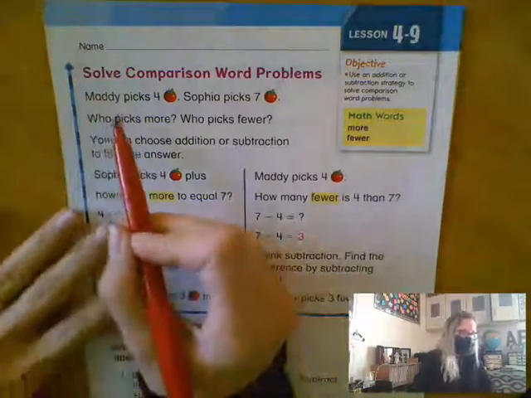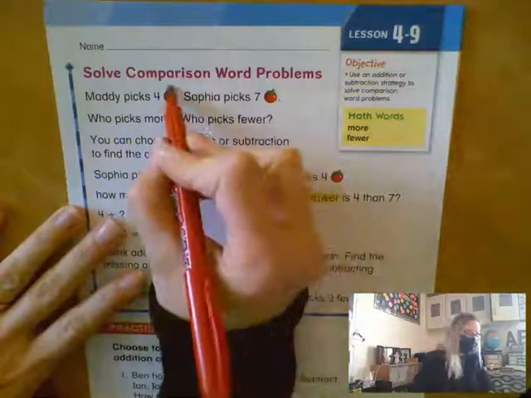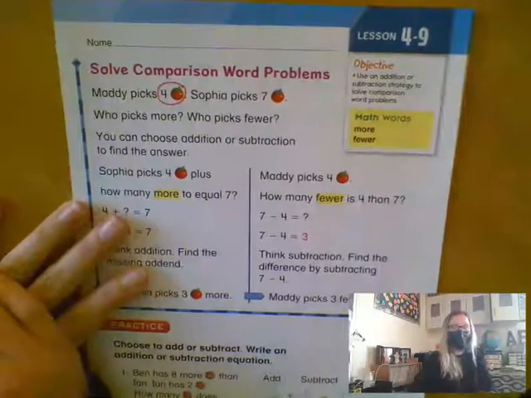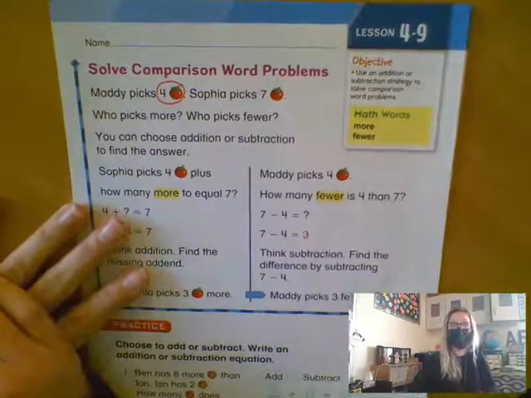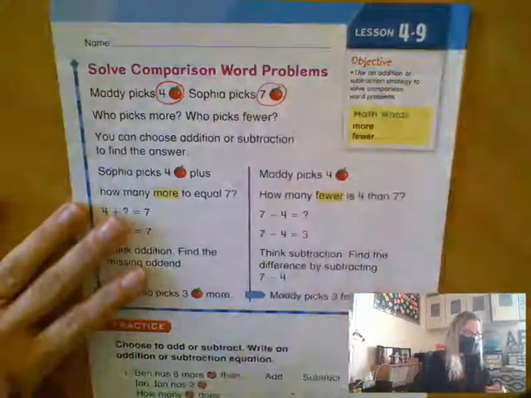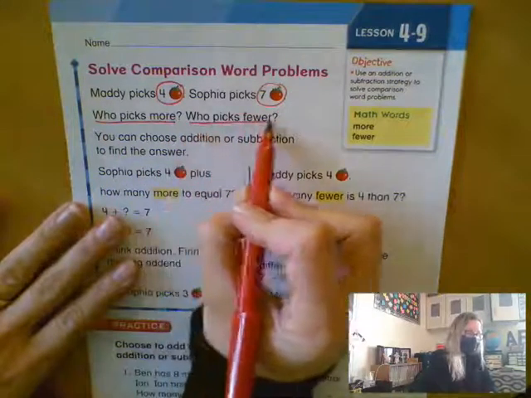So here it says, Maddie picks 4 tomatoes. Would you all please circle 4 tomatoes? It says Sophia picks 7 tomatoes. Would you all please circle 7 tomatoes? Then it says who picks more, who picks fewer?